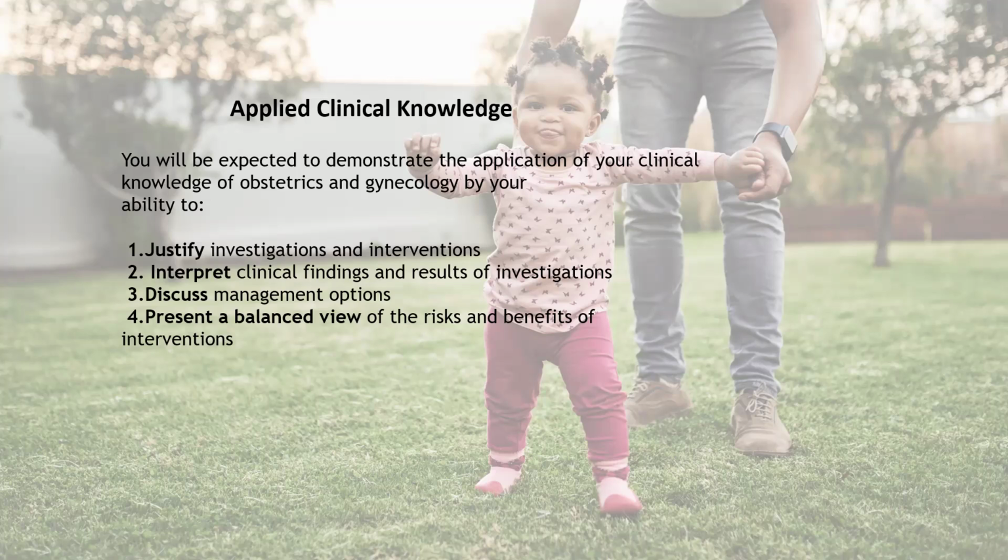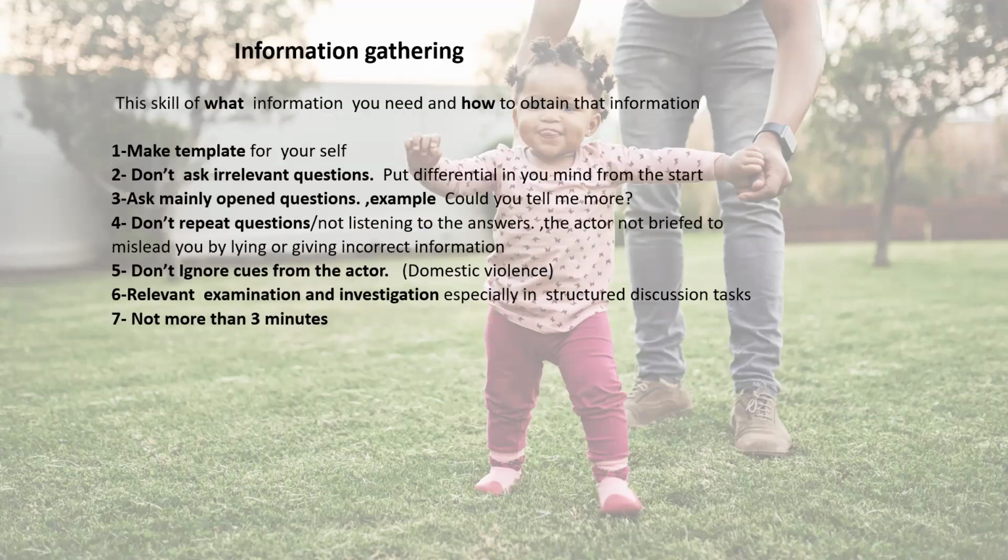So interpreting the investigation, justifying the questions and the intervention, and discussing the options with the patient. For example, again with ectopic, when you say that we have three options like that and that and that, this is also applied knowledge. All of this will come from your knowledge of the guidelines, either NICE or Green-top or the TOG. Then the most tricky one is information gathering: how to take relevant information.